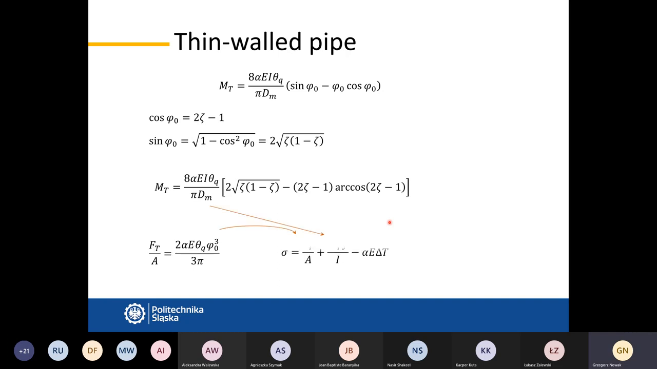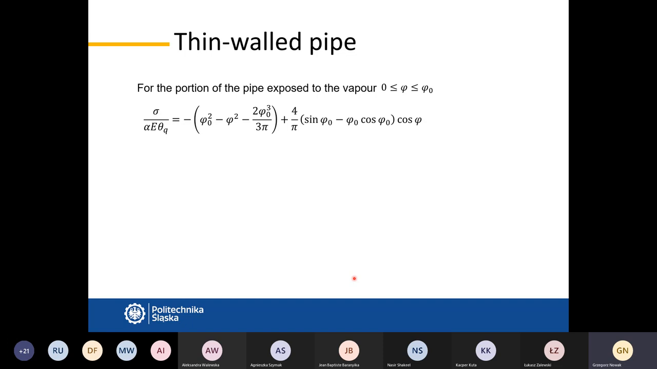Okay, so now if we combine everything together in this formula, so we have Ft over A expressed like that. We have Mt times Y over I. I will be cancelled, as you see, that's why it is introduced here. It will cancel out. And minus this thermal elongation alpha E delta T. If everything is put there, we can get the result, can find a solution, the final solution.